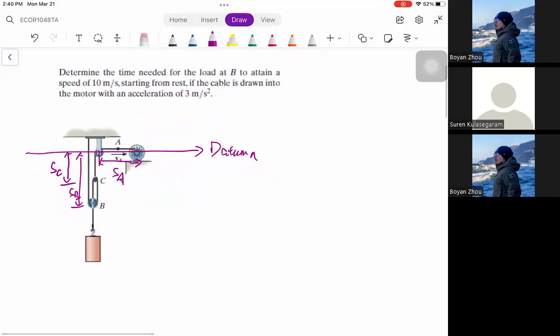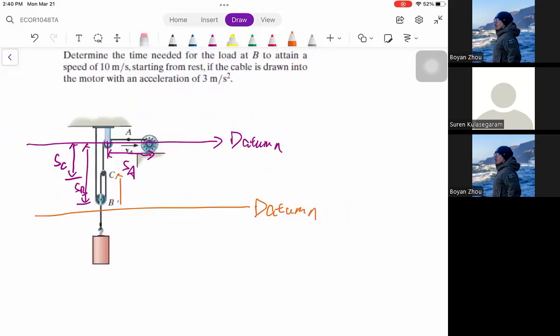Actually, there's another way: you can set up a datum at a low point here. In this case, this one can be SC, going up all the way here can be SB, and SA is like this. It actually doesn't really matter where you set the datum, but you always want to keep things simple and easy for doing the calculation.